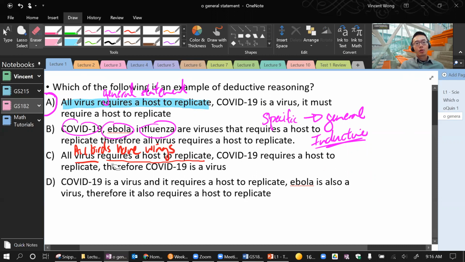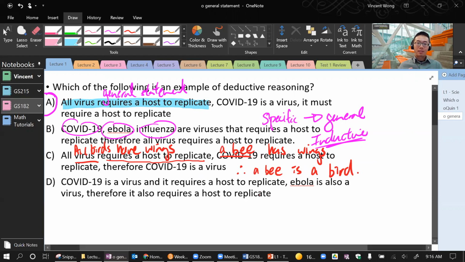And then here it says COVID-19 requires a host to replicate. So instead of COVID-19, I'll say a bee has wings. Okay, this is basically what this statement is saying, right? So all birds have wings, bees have wings. And if I follow this logic, then what's my last statement? Therefore, a bee is what? Do you guys understand what I'm saying? A bee is a bird, right? You see the logic here? That's basically what this statement is saying, right?